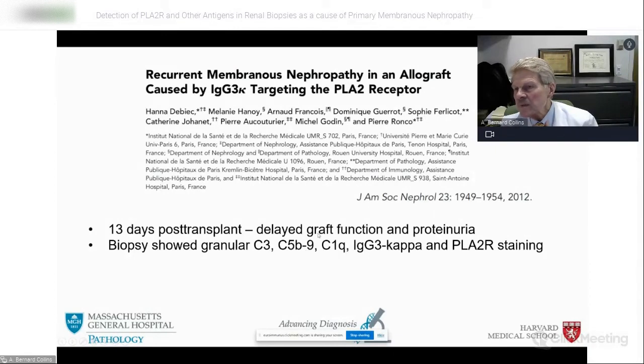Well, what is unusual about that? In idiopathic membranous, you do not usually see the terminal components of the complement activation cascade. This is very unusual. C1q and C5b9 is usually negative. It was the IgG3 kappa restricted antibody in the immune deposits, and it was positive for PLA2R.